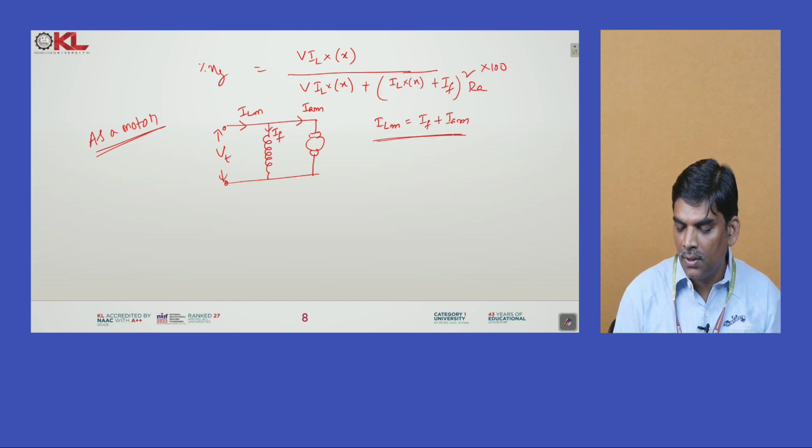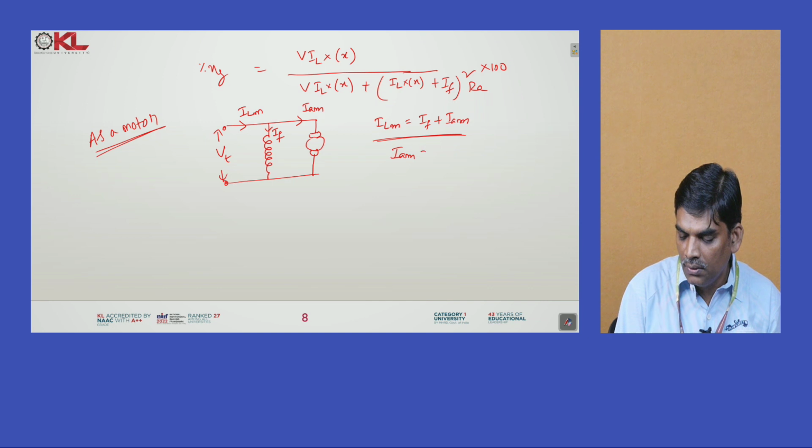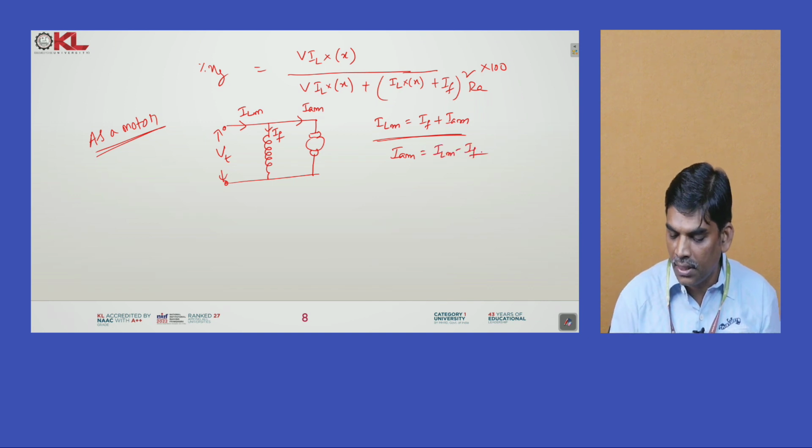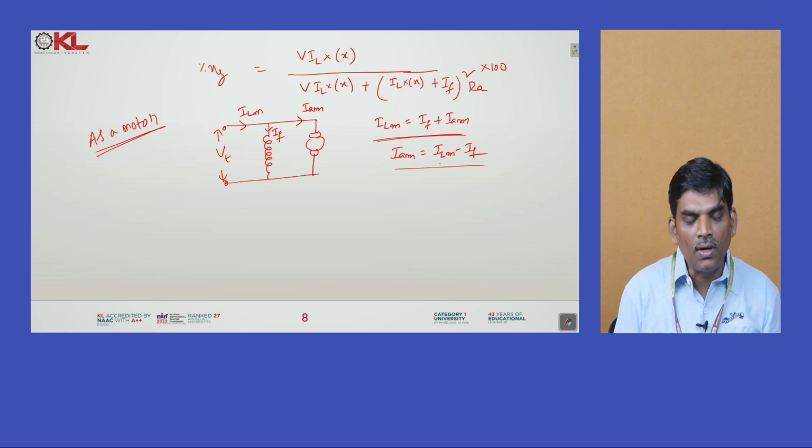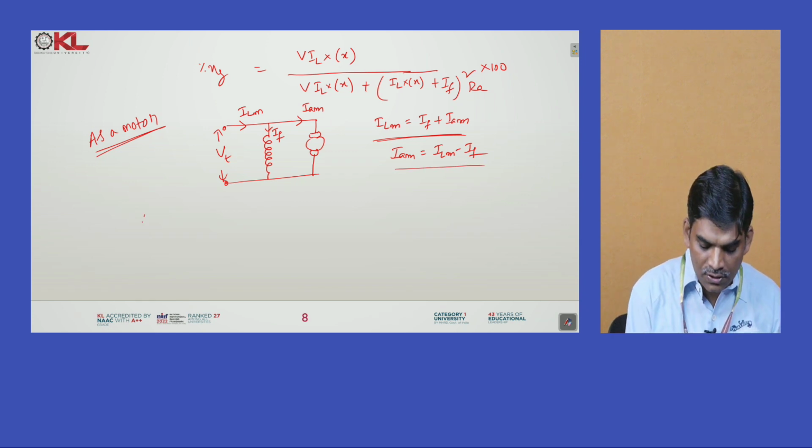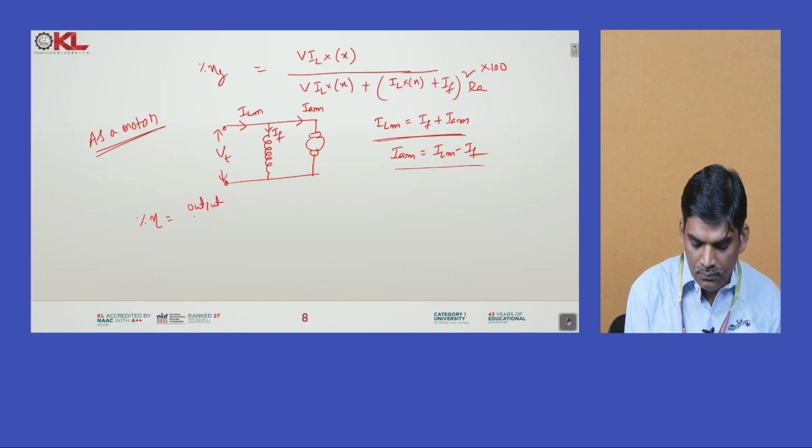So by using this formula, we can calculate the IAM value. IAM is equal to ILM minus IF. Now, what is the efficiency? Based on the efficiency formula, generally efficiency is equal to output by input.